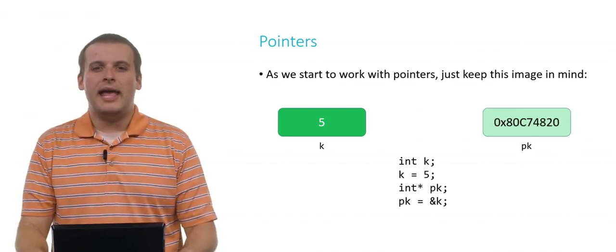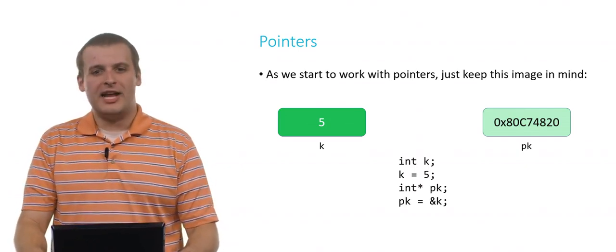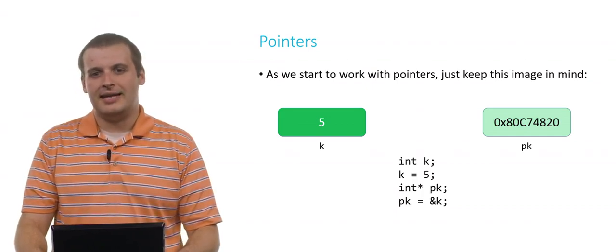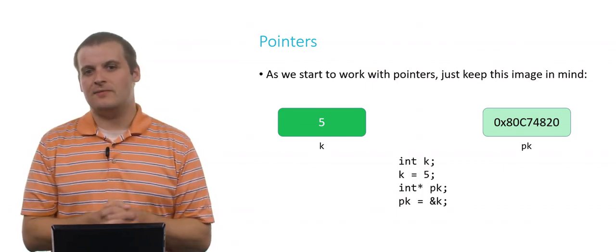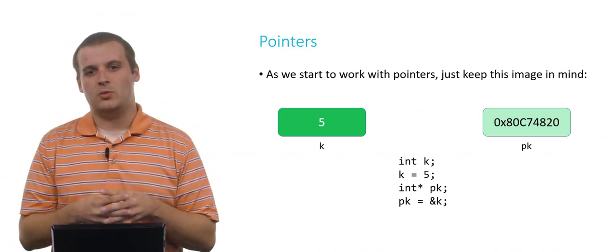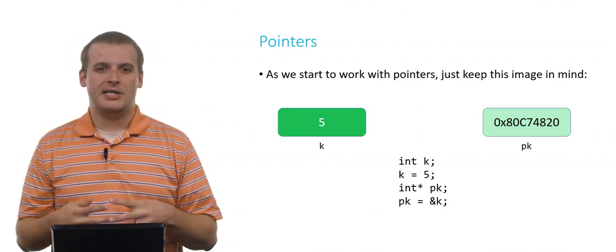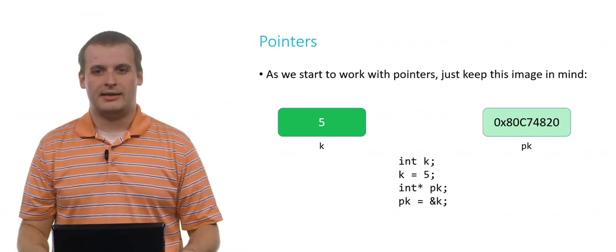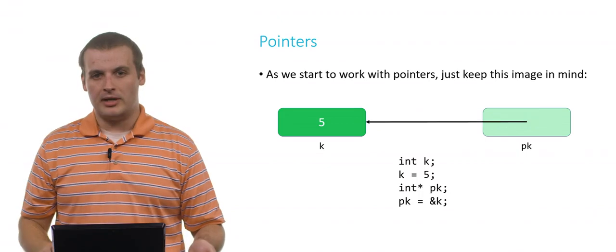If I say pk equals &k, whoa. What just happened, right? This seemingly random number gets thrown into the box there. All that is, is pk gets the address of k. So I'm sticking where k lives in memory, its address, the address of its bytes. All I'm doing is saying that value is what I'm going to put inside of my box called pk. And because these things are pointers, and because looking at a string like 0x80c74820 is probably not very meaningful, when we generally visualize pointers, we actually do so as pointers.